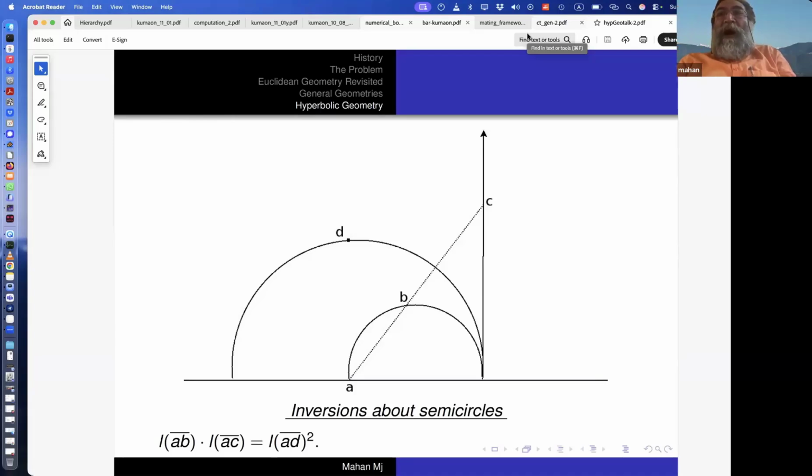So this flip R to 1 by R sends C to B. Because the length of AC is equal to 1 by the length of AB, it means that inversion about the semicircle through D sends C to B and B to C and keeps the origin. I mean, the semicircle is centered at the origin. So A goes off to infinity, infinity comes back to A.